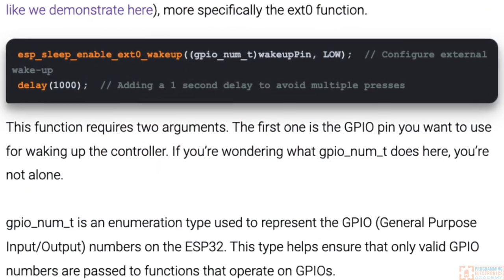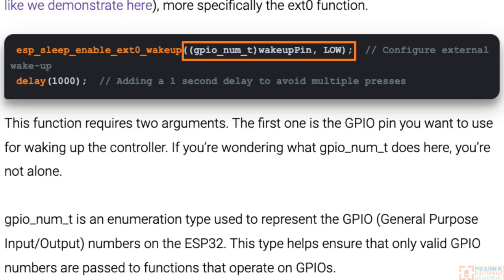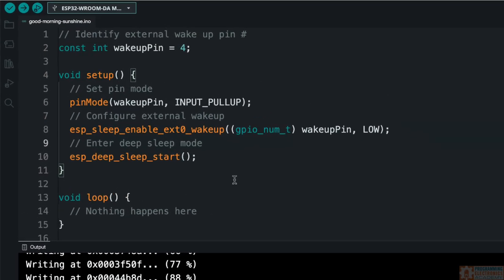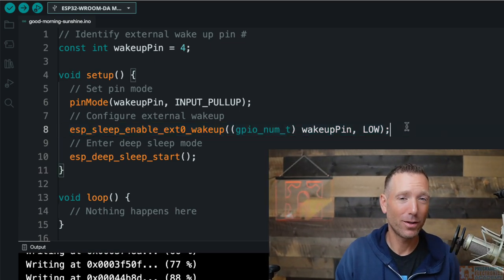So you might be wondering what this gpio_num_t does here. Well, gpio_num_t is an enumeration type, and it's used to represent the different GPIO pins on the ESP32. What this type does is help ensure that only valid GPIO numbers are passed into this function. So what we're doing here is casting, sort of converting this designated pin number that we set, that integer 4, as a gpio_num_t type. Now, if none of that makes any sense, don't worry. It's definitely not essential to understand deep sleep. I just want you to know that's what's going on there. And that one line of code is what allows us to set ext0 on a specific pin.